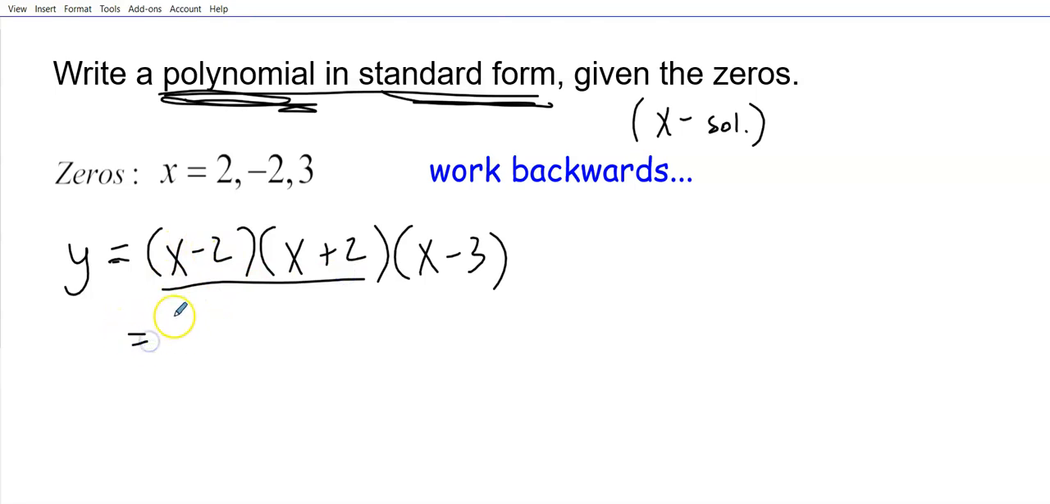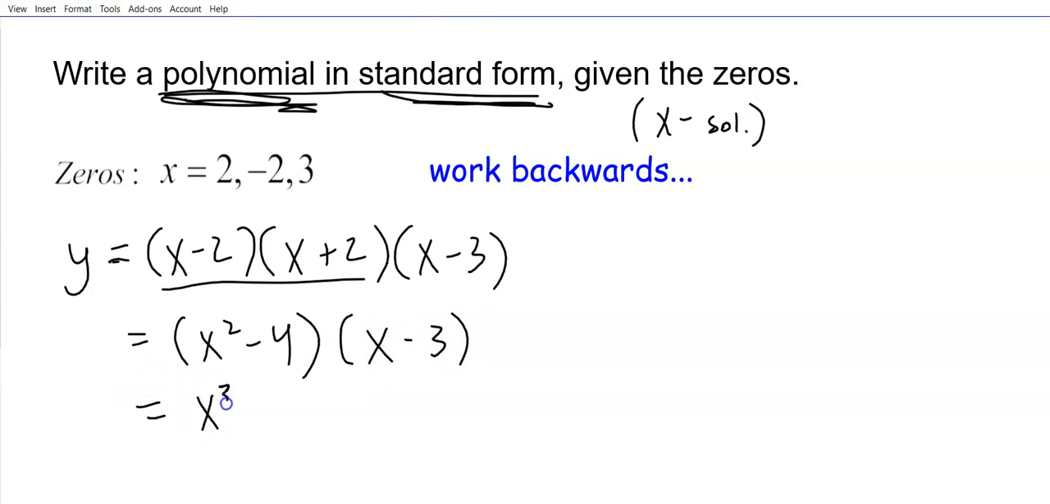Let's do that. So we get x squared minus 4 when you do difference of squares there. And then FOIL that with the x minus 3. And we get x to the third minus 3x squared minus 4x plus 12. So that is one possible polynomial. It's not the only polynomial that has those solutions. We could put a coefficient in front there, like a 2 in front of the whole thing. A 2 right there would also work, or a 3 right there, or any number multiplier would still make this work. But that's a polynomial. That's how to work backwards.